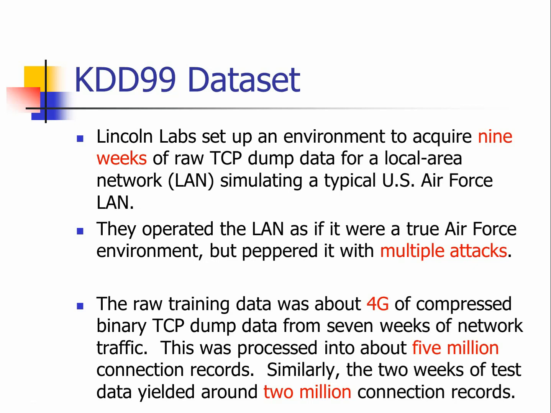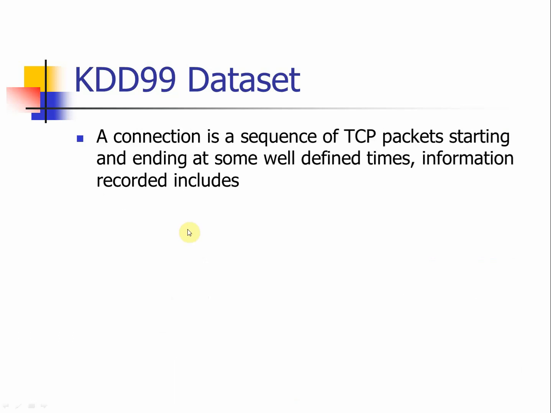We have discussed enough about why we should separate the training data set from the testing data set. A connection is a sequence of TCP packets starting and ending at some well-defined times, usually about 2 seconds. Later you will see this information. So for every 2 seconds, they generate data to see what is happening over there.